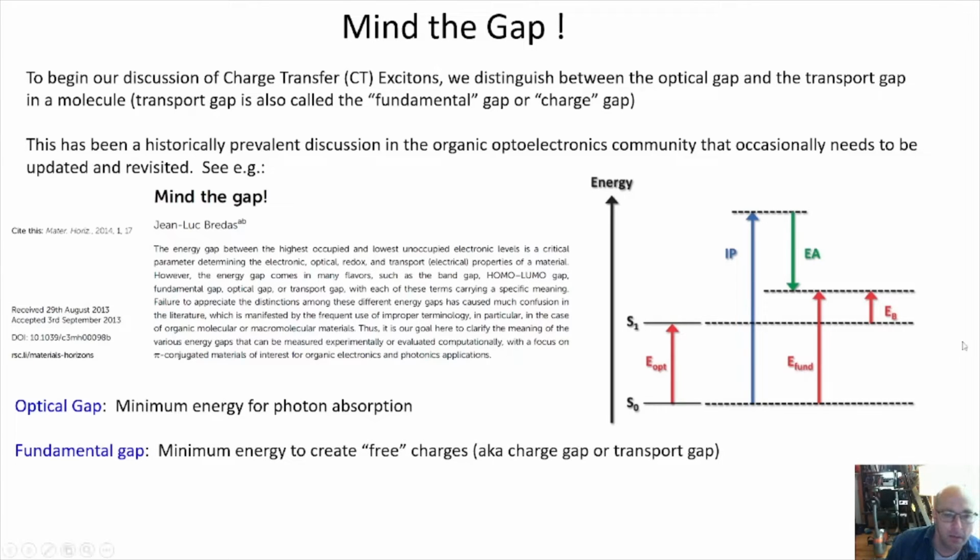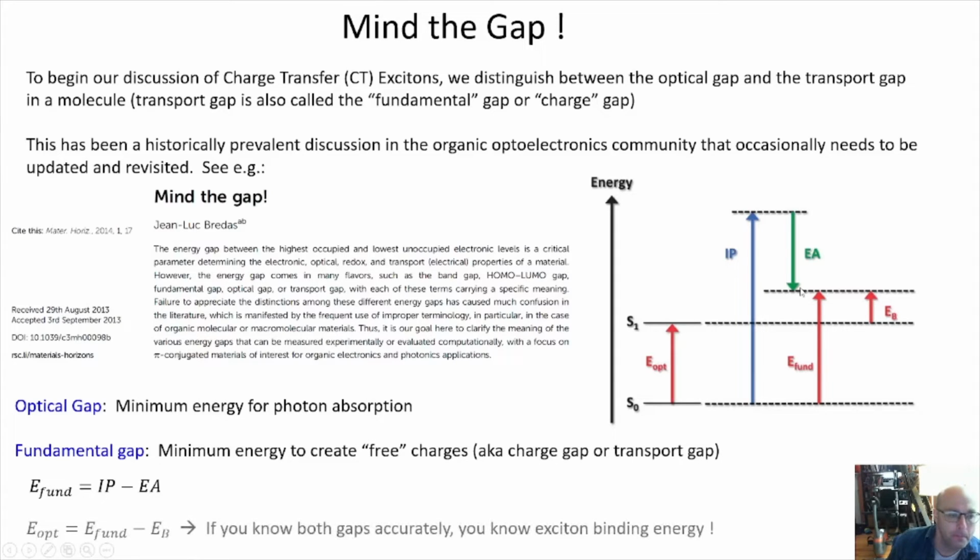The fundamental gap is the minimum energy to create free, fully separated charges with no Coulomb attraction between them. And so the fundamental gap by definition is ionization potential minus electron affinity. And then the optical gap is the fundamental gap reduced by the exciton binding energy. So if you know the optical gap and the fundamental gap, you automatically know the exciton binding energy. That's an important tool to keep in your mind.